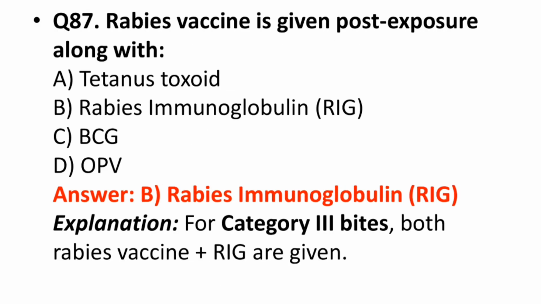Rabies vaccine is given post exposure along with: option A, tetanus toxoid; option B, rabies immunoglobulin; option C, BCG; option D, OPV. The correct answer is option B, rabies immunoglobulin. For category 3 bites, both rabies vaccine plus RIG are given. Rabies vaccine is given post exposure along with rabies immunoglobulin.